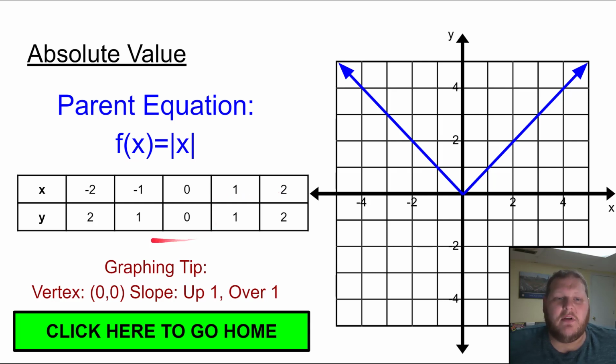So for the graphing tip here, my vertex, which is the point of my absolute value, starts at 0, 0, and then I have a slope of 1 on either side.